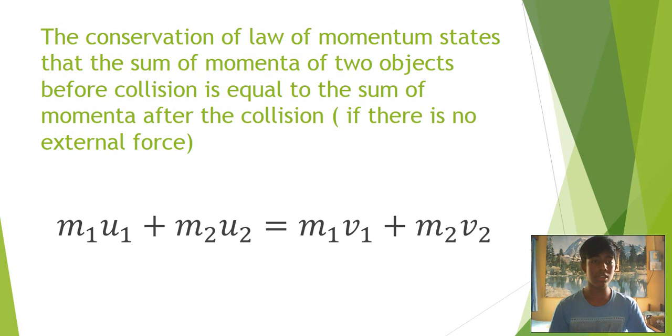Okay, and the formula or law, you can say m1 u1 plus m2 u2 is equal to m1 v1 plus m2 v2. Means mass of object 1 into initial velocity of object 1 plus mass of object 2 into initial velocity of object 2 is equal to mass of object 1 into final velocity of object 1 plus mass of object 2 into final velocity of object 2. Okay, this is the law of conservation of momentum.